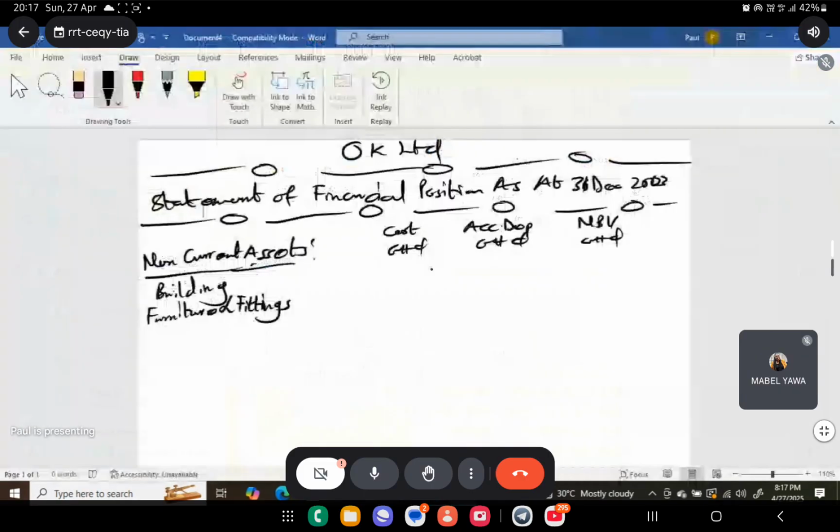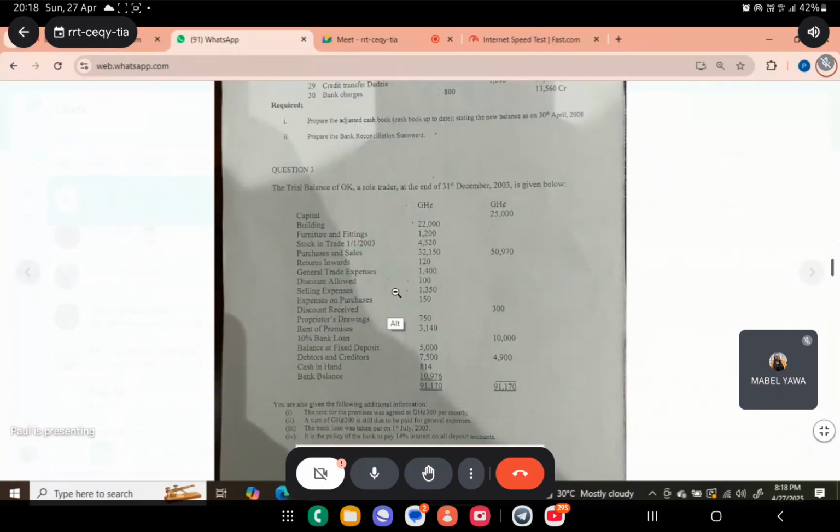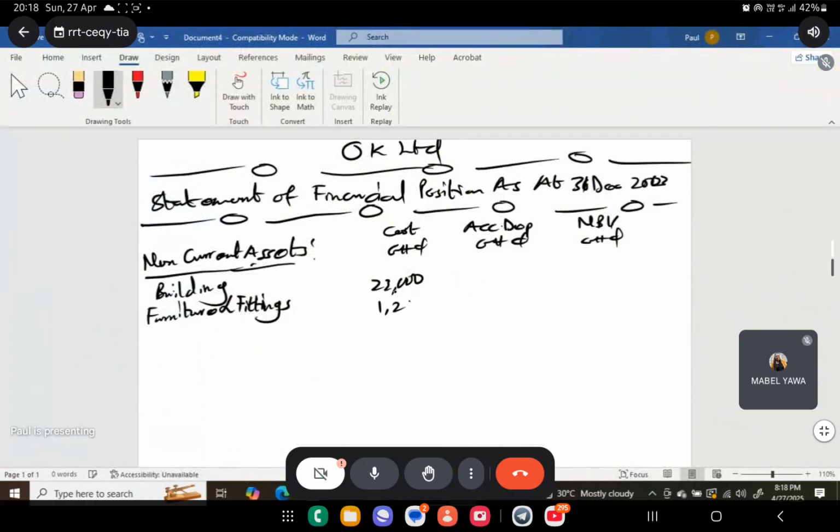So the building is 22,000 and the furniture and fitting is 1,200. When we find the total, we get 23,200.